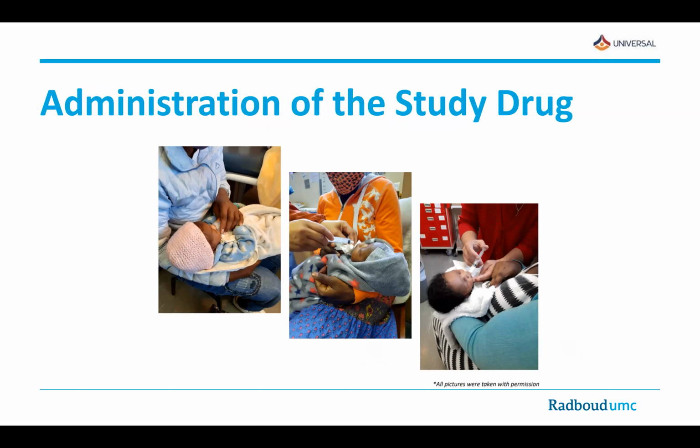And in this picture, you can see that the child, for example, is so young that the drugs need to be administered by using a syringe. And if drugs need to be administered this way, it is important that the parents or the carers are also instructed in the right way so that they can also do it at home like this.